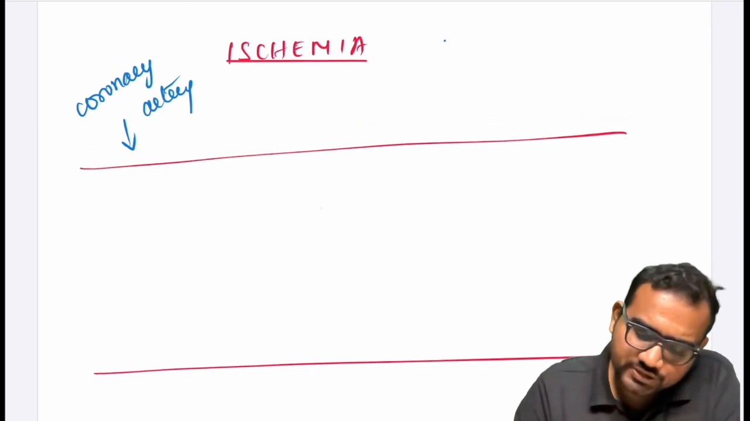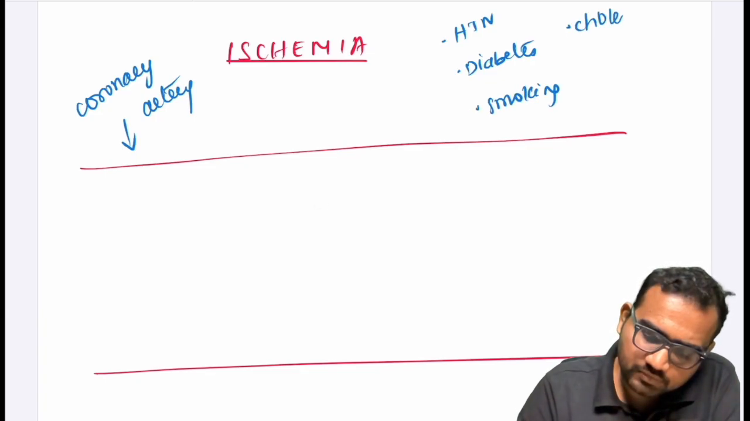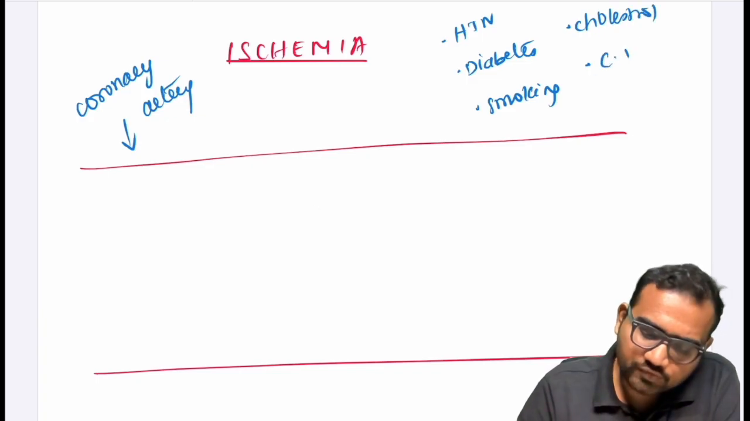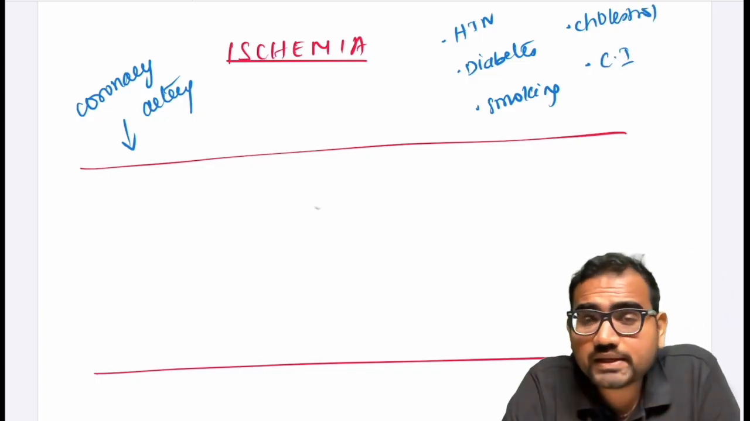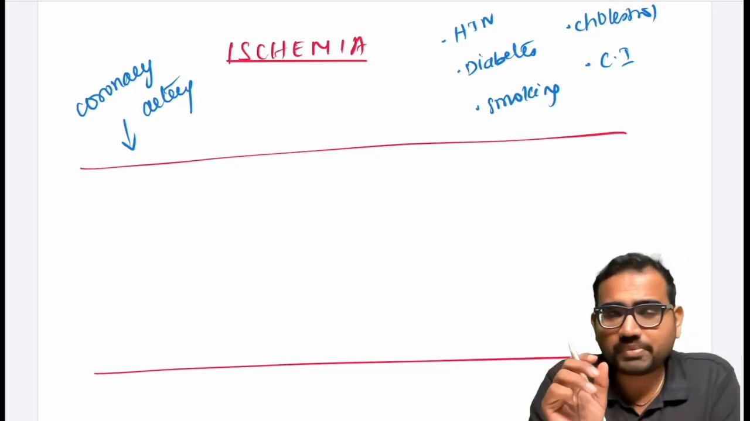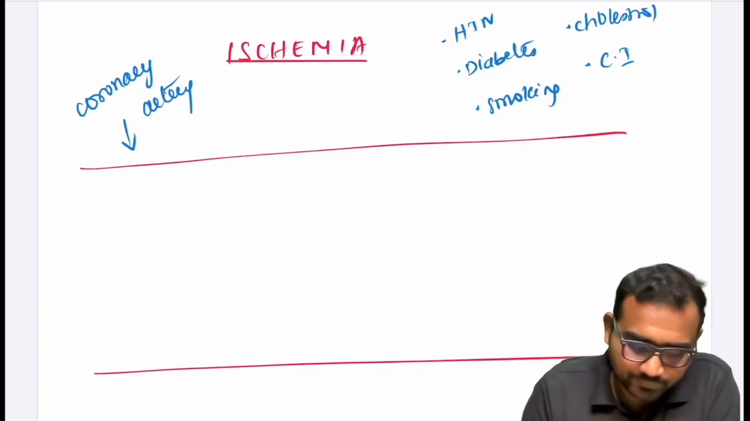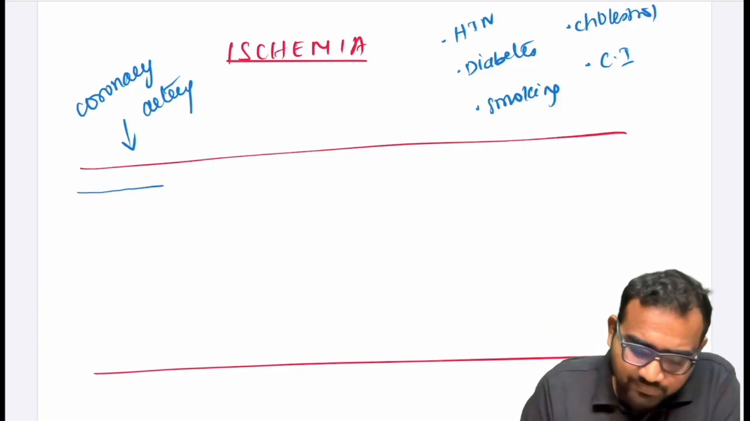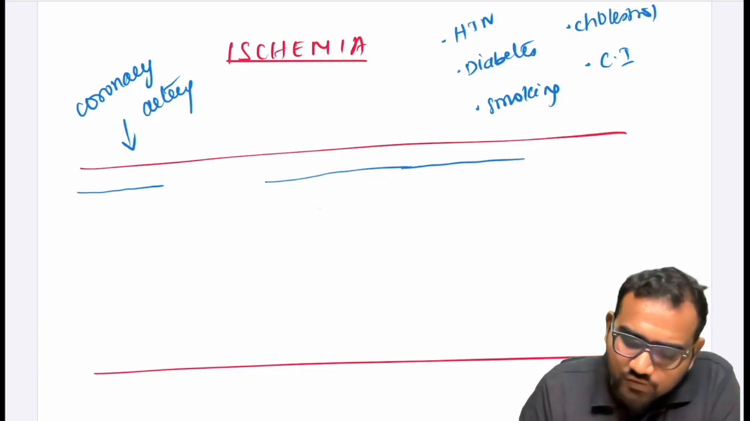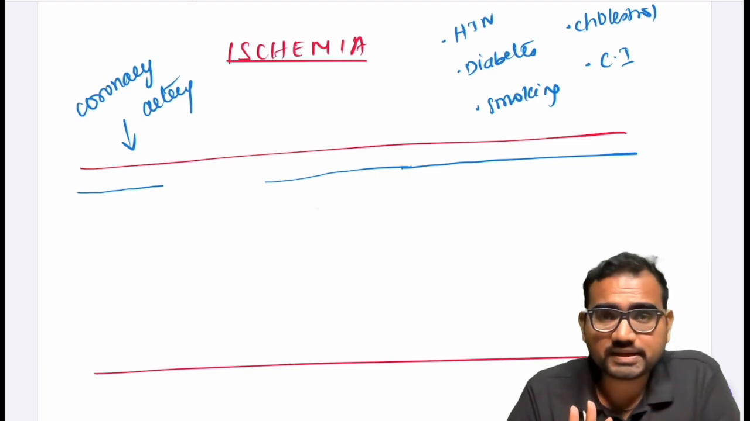In some situations like hypertension, diabetes, smoking, cholesterol, or in any case of chronic inflammation, the endothelial lining is going to get damaged. So let us imagine I'll just give a small break in the endothelium. This break in the endothelium, imagine that that is the damaged area. The endothelium is getting damaged because of any of the situations which I have told, and there are also other causes of endothelial cell damage.